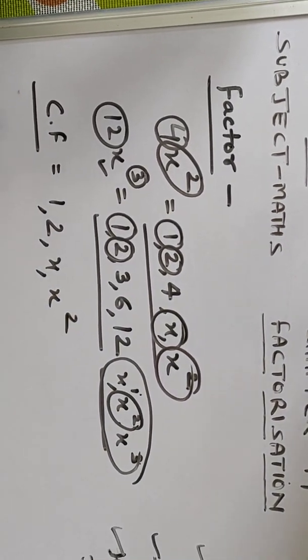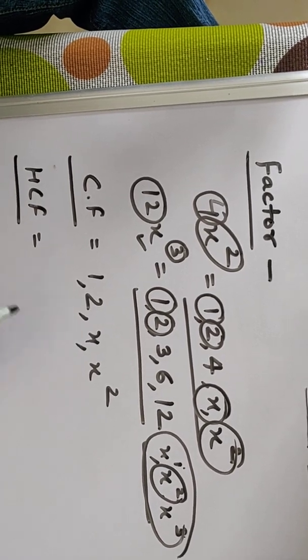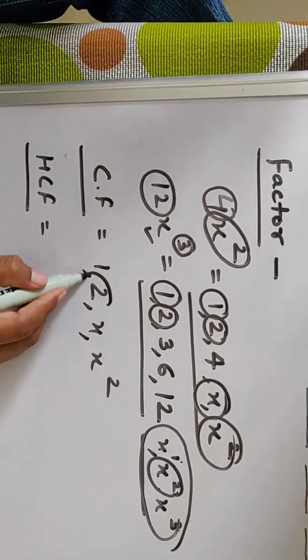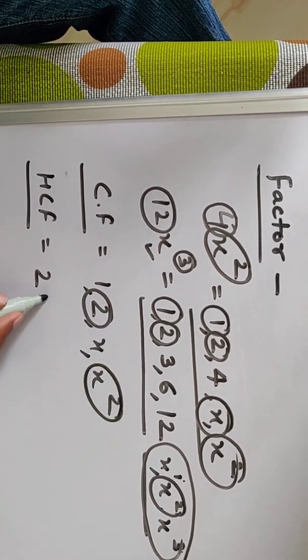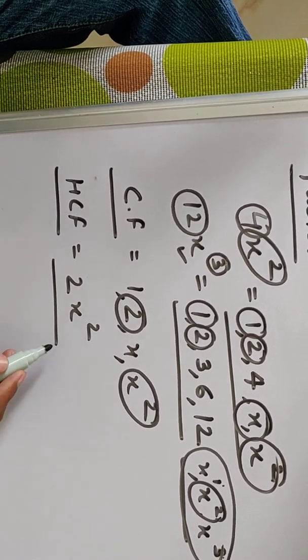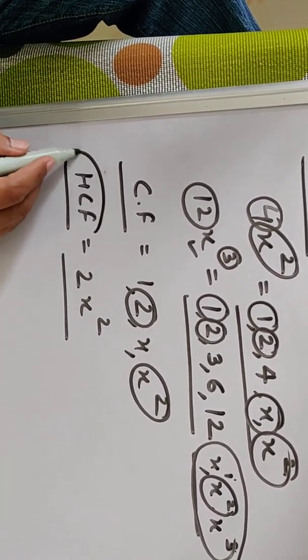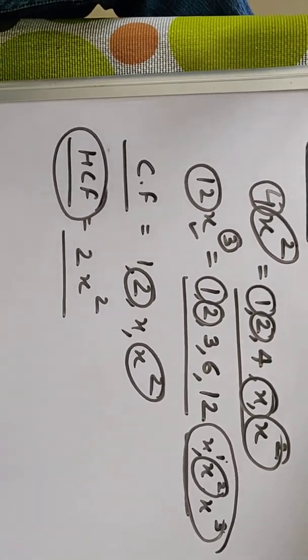Now we will find out the highest common factor. What is the highest common factor? In case of numbers, 2 is the highest, and in case of variable, x square is the highest. So the highest common factor is 2x square. This highest common factor can be utilized to factorize the expression.